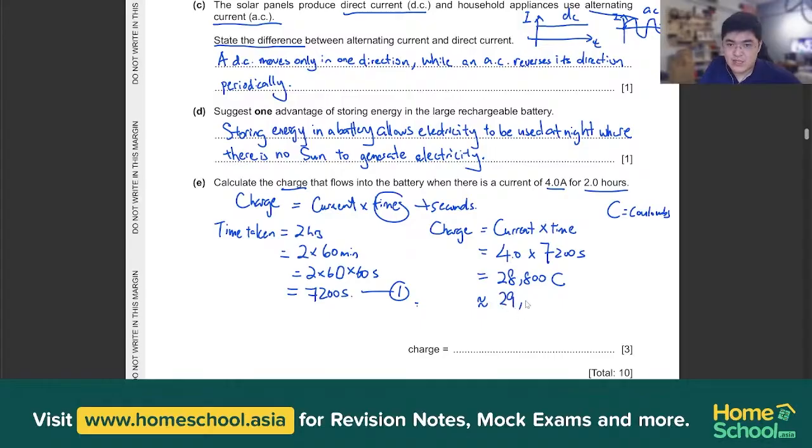So 29,000. Remember to write this. And then this C, which is the unit, and then let's write 2SF like that. Okay. So charge is equal to 29,000 coulombs.